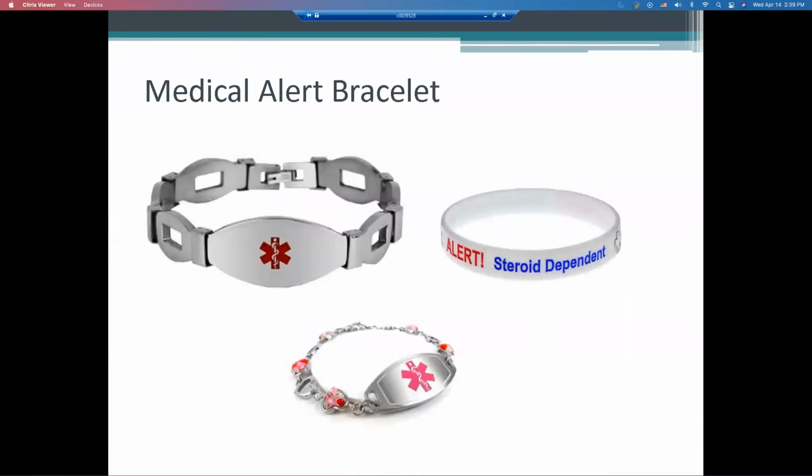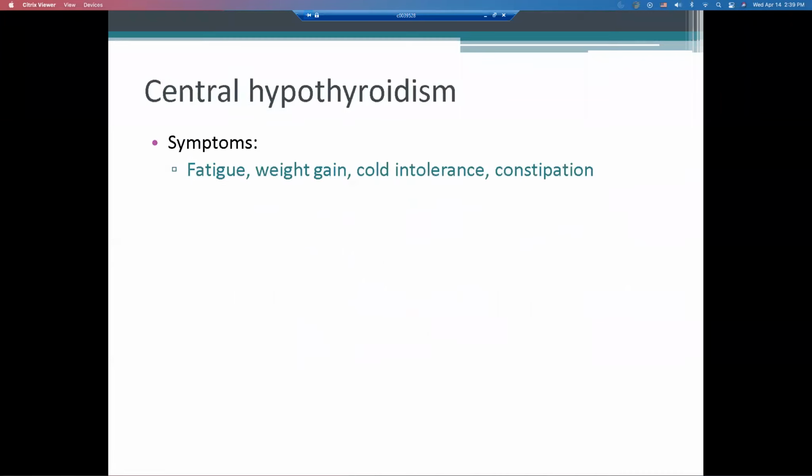So these are medical alert bracelets, which people are encouraged to wear. They can buy them by themselves from pharmacies, and they inscribe on it adrenal insufficiency. So the paramedics, if they find them in any situation unable to help themselves, would immediately give them an injection of steroids, which can be life-saving. Moving on, we covered adrenal insufficiency and how to diagnose it and how to treat it.